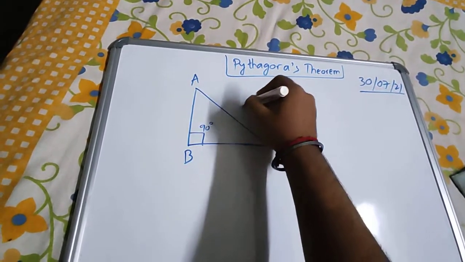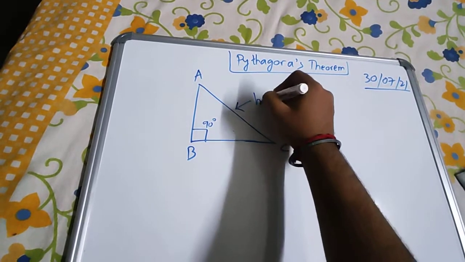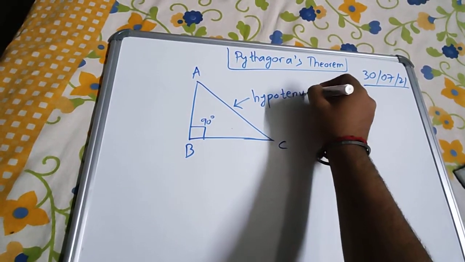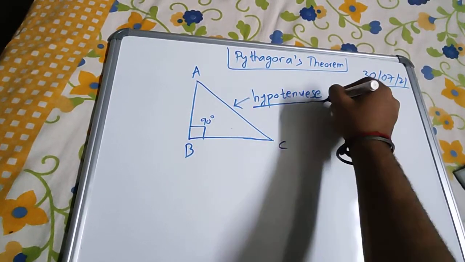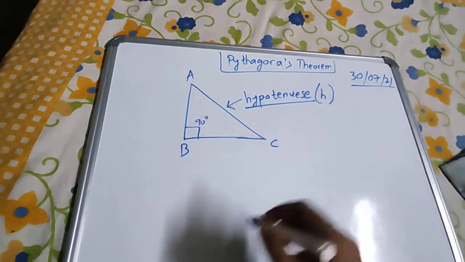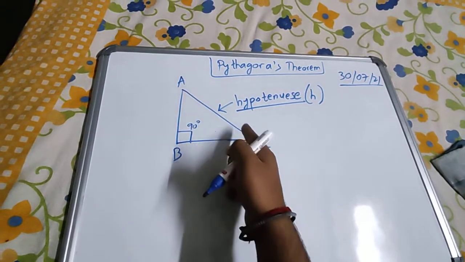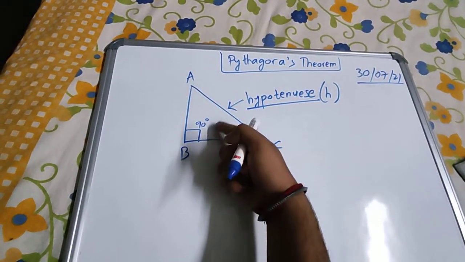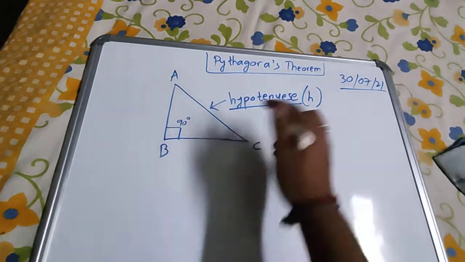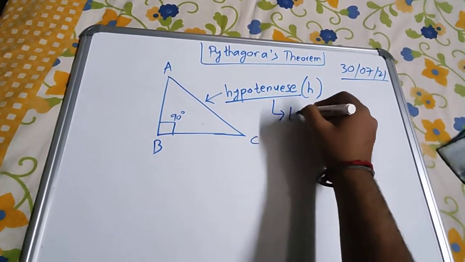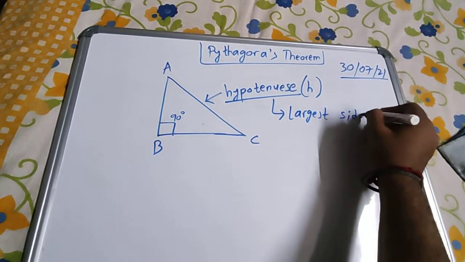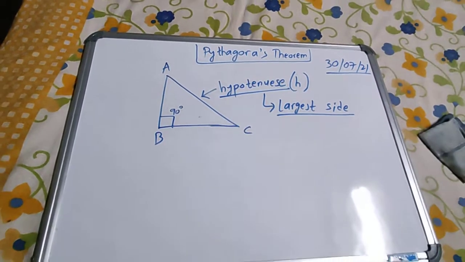This side is called the hypotenuse, represented by small h. The side that is opposite to the 90 degree angle, that is the right angle, is called the hypotenuse. And also remember, this hypotenuse is the largest side of any right angle triangle.